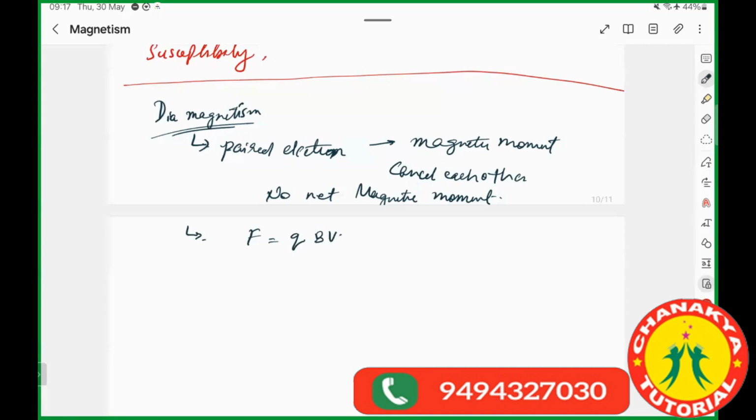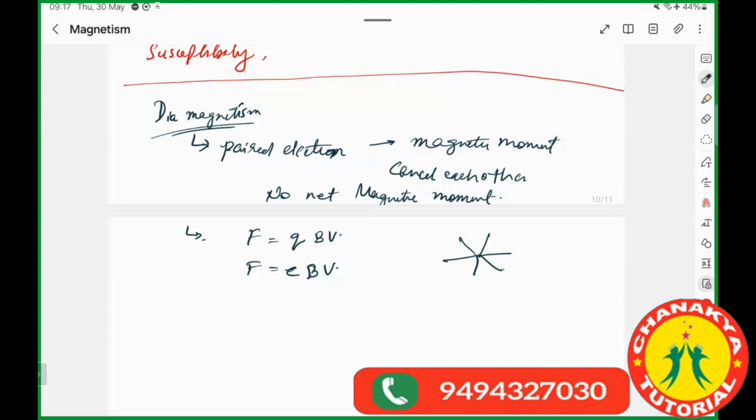Now, when there is an external field, each electron, let's take here F equals qvB, experiences an outward force or an inward force. Are you able to hear what I'm saying? Is it audible? Yes, sir.